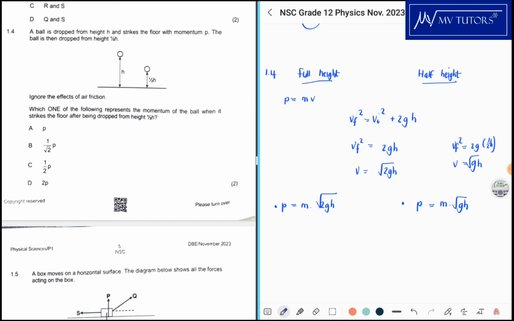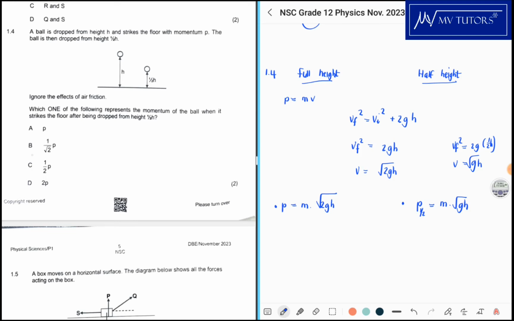Okay, so now how am I going to equate this? So it says, what is it if now we have half h? Okay, so this is for half and this is for the full height. So I see here my momentum on the full height.